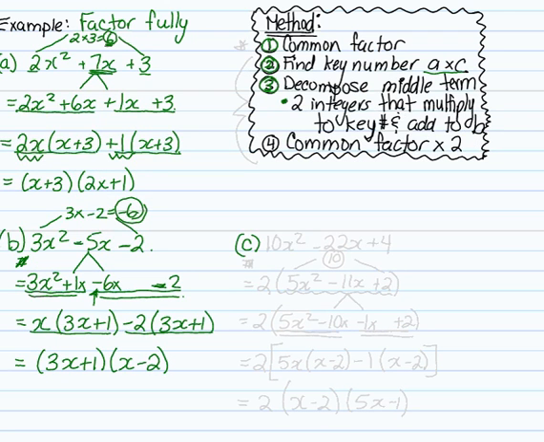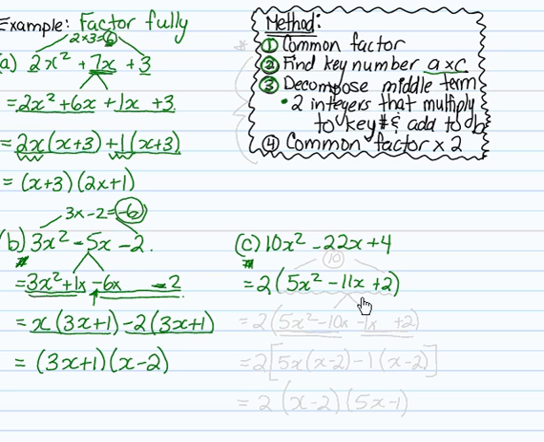The last example that we are going to do is C, 10x squared minus 22x plus 4. So going back to our initial steps, the first step we have to do is look for a common factor. In this case, we have a common factor of 2 in each of these three terms. So we common factor out the 2, and we're left with 5x squared minus 11x plus 2.